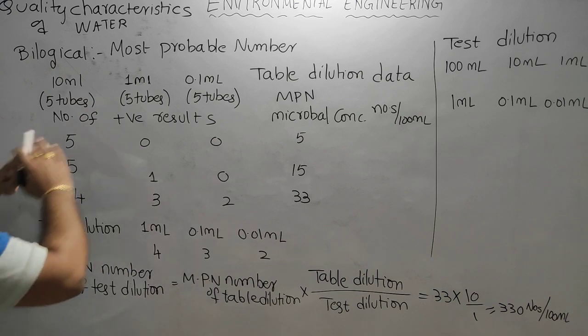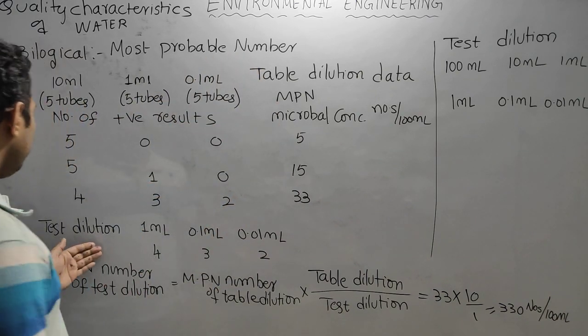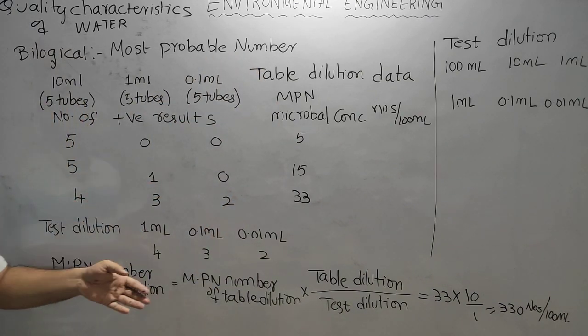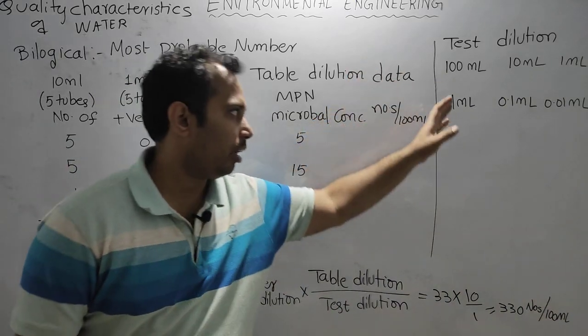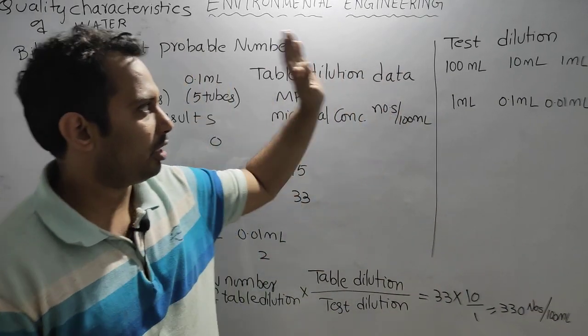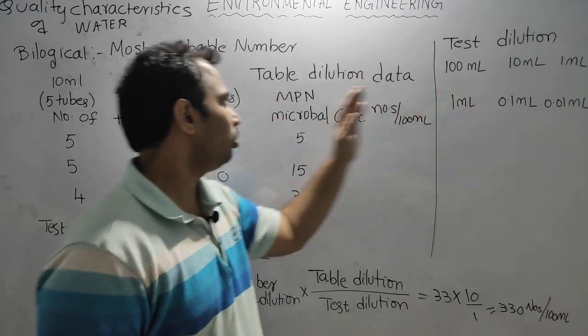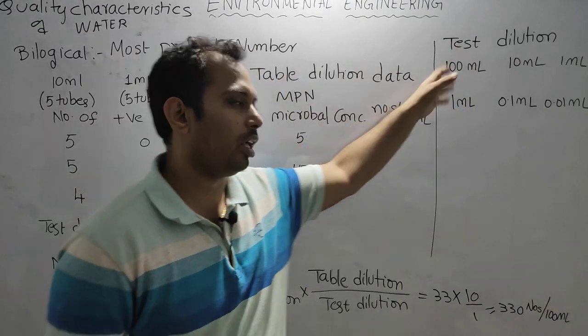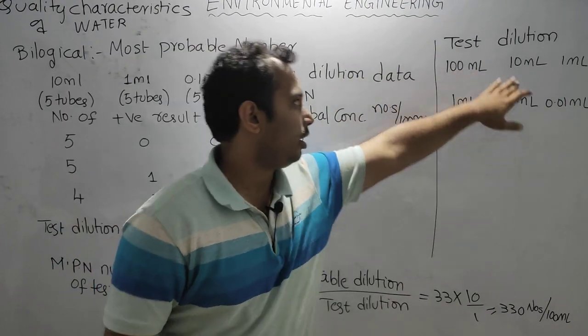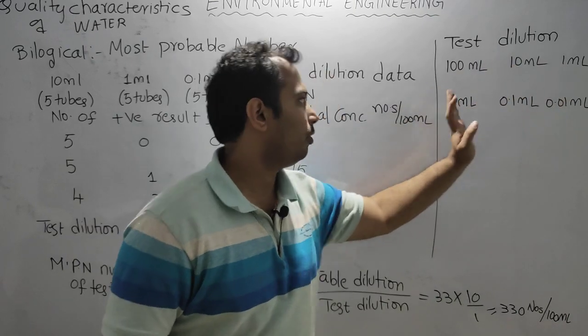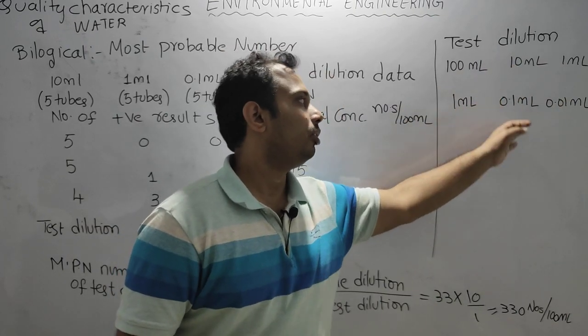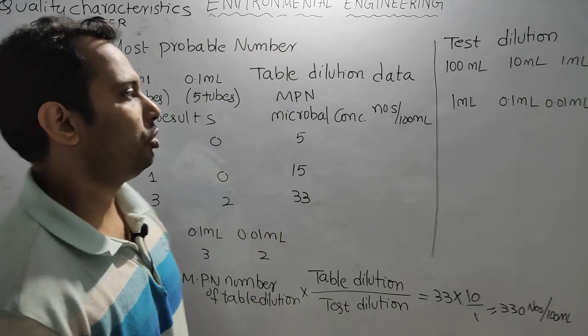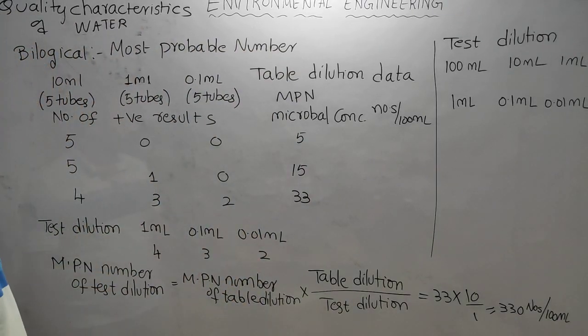Now once you are done with this chart, we will take some test dilution. Any test dilution you take, you can take 100 ml, you can take 1 ml, but the test dilution should be similar to the table dilution. That means it should be 1/10 of it: 100 by 10 is 10, 10 by 10 is 1, 1 by 10 is 0.1, 0.1 by 10 is 0.01. That should be 1/10 of the previous value.